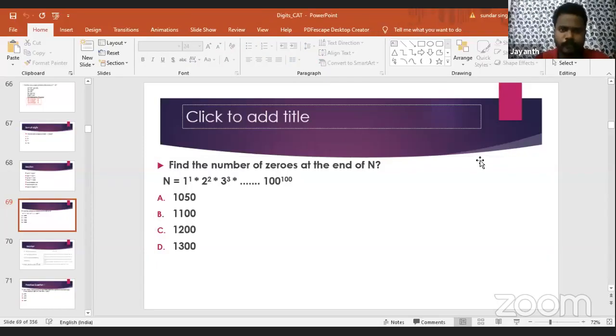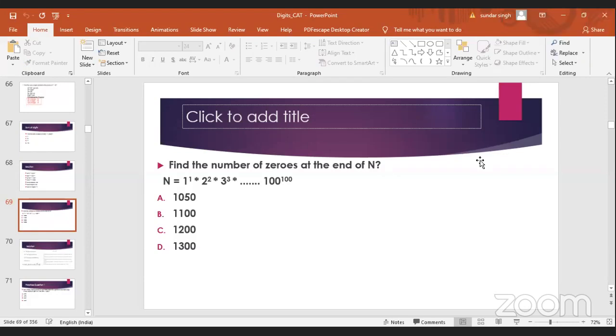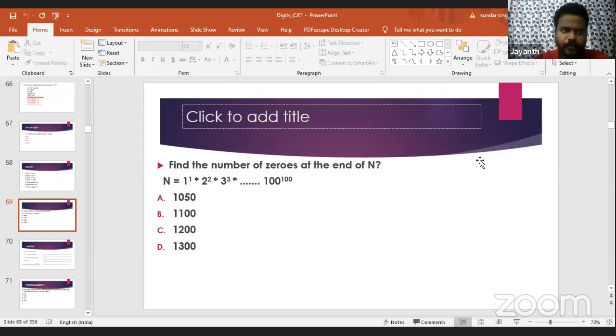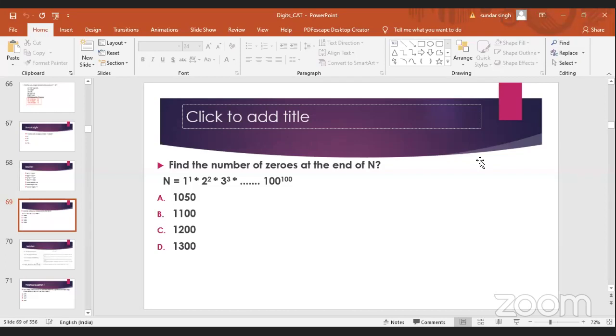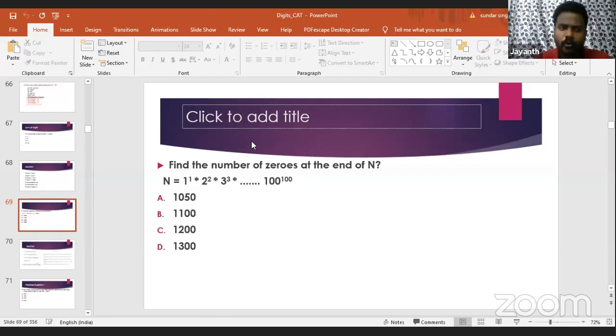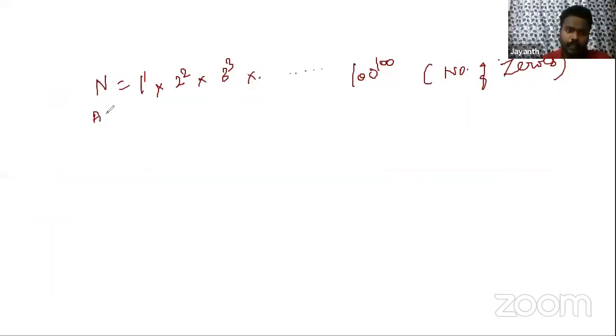Yes, see the question. Option A is 1050, option B is 1100, option C is 1200, option D is 1300. Okay, note down the options.